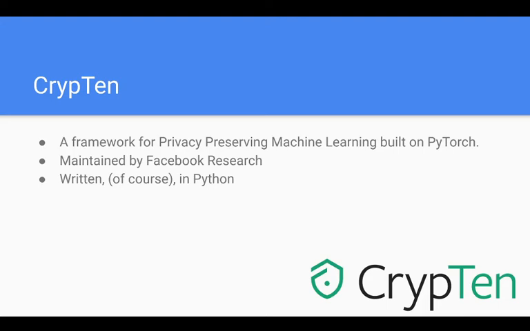Krypton is a framework for privacy preserving machine learning built on PyTorch. I haven't really heard of Krypton before, though it's maintained by Facebook Research, but I think it's a pretty interesting project to work with because I want to learn more about machine learning. If you know my channel, I mostly publish stuff regarding web development, so it will be great to take a look at how machine learning models work. It's maintained by Facebook Research and written, of course, in Python.